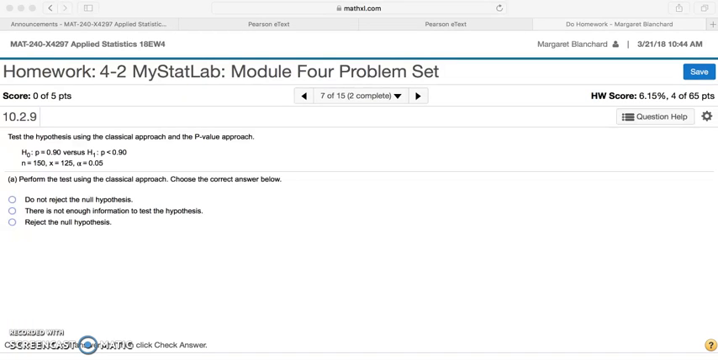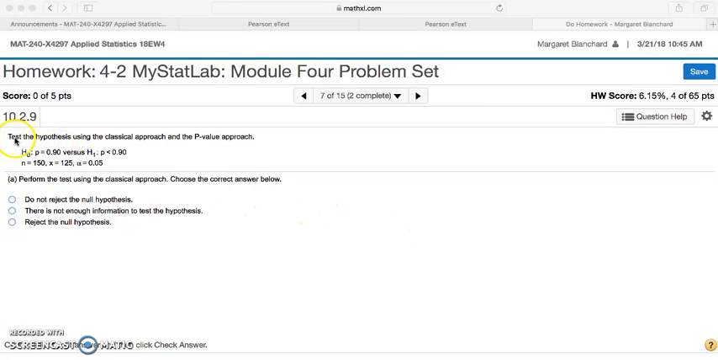Good morning, everyone. I wanted to walk through one of the homework problems to show you how to do a hypothesis test using my stat lab. I think one problem that would be pretty easy to go through and really illustrate what you need to do would be problem number 7. So this is number 7 from the module for my stat lab assignment.